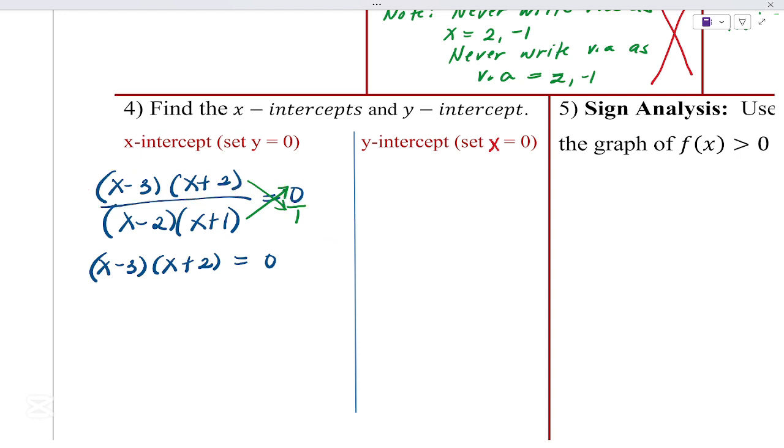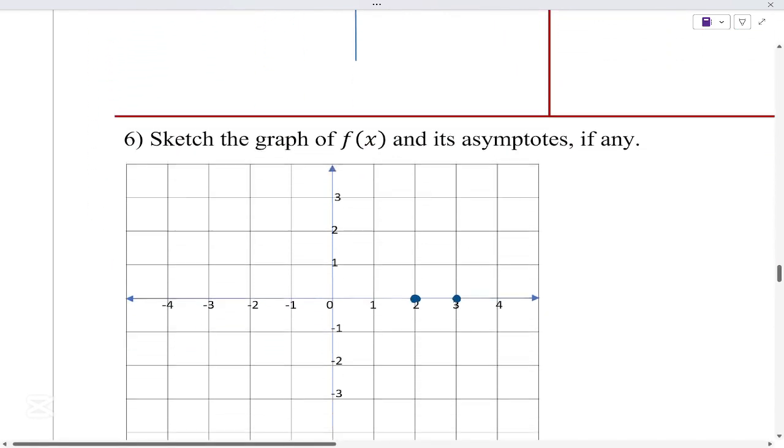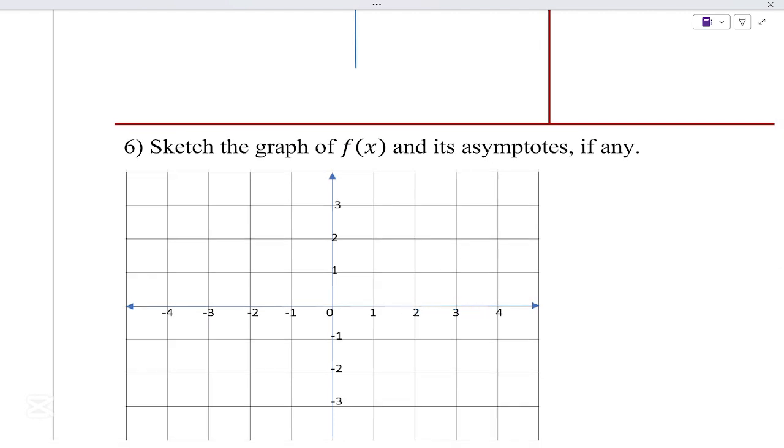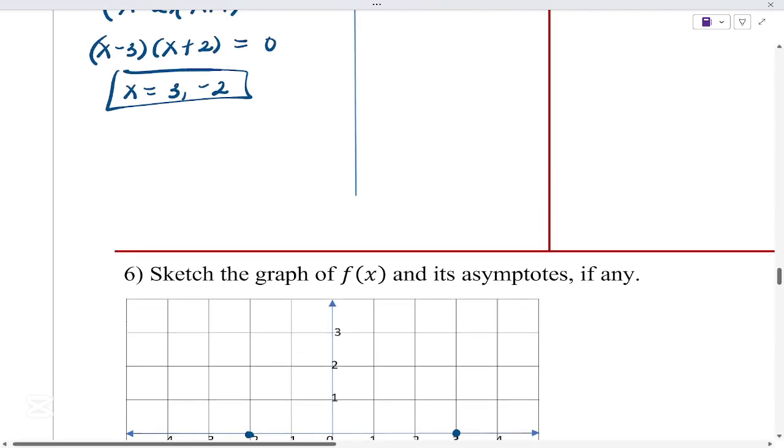So we can find here that x is equal to 3 and negative 2. Since we're finding the x-intercepts and not vertical asymptotes, we can write the x values this way. So now we can plot this 3 and negative 2. Positive 3 is on this point and negative 2 is on this side. So these are the x-intercepts.